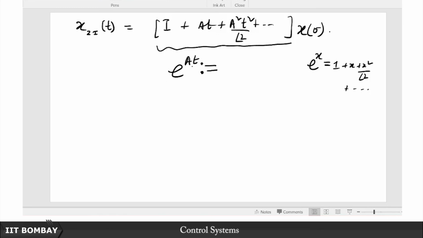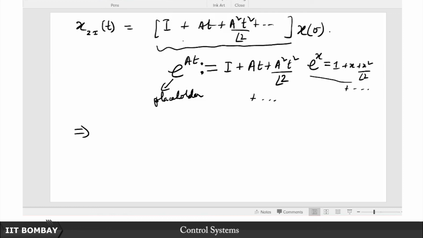So you can think of this e to the At like a placeholder, because it has such a similarity with the corresponding scalar exponential, that is why we call it e to the At. But in reality it is this series; this is just a symbol that stands for it. There is nothing to derive in this. This is just a definition that we are giving, and the definition is that e to the At is given by I plus At plus A squared t squared by factorial 2 plus so on, that infinite series that we have here.